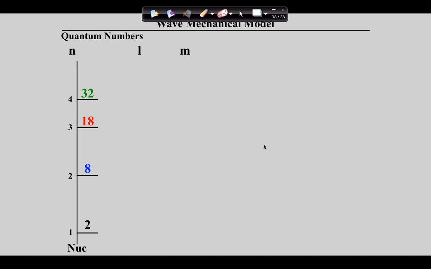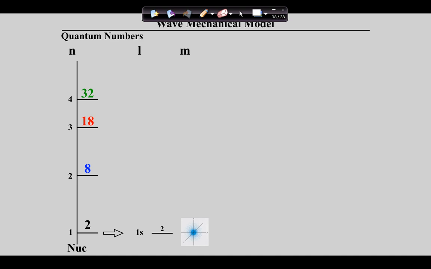So the first energy level contains how many sublevels? 1. Is that okay? So the first energy level contains 1 sublevel. It's an S sublevel, so we call it the 1s. Remember that? Now guys, if there's two electrons in the energy level, but only 1 sublevel, then those 2 electrons have got to be in this sublevel.